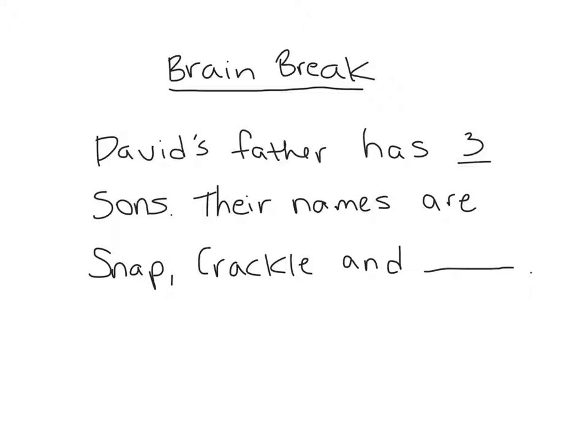And it's a good time for a little brain break, so a riddle. So here we go. David's father has 3 sons. Their names are Snap, Crackle, and Blank. What is the name of the 3rd son? Let's see if you can figure that out. And the answer, of course, is... Since it was David's father, the answer would be, of course, David.